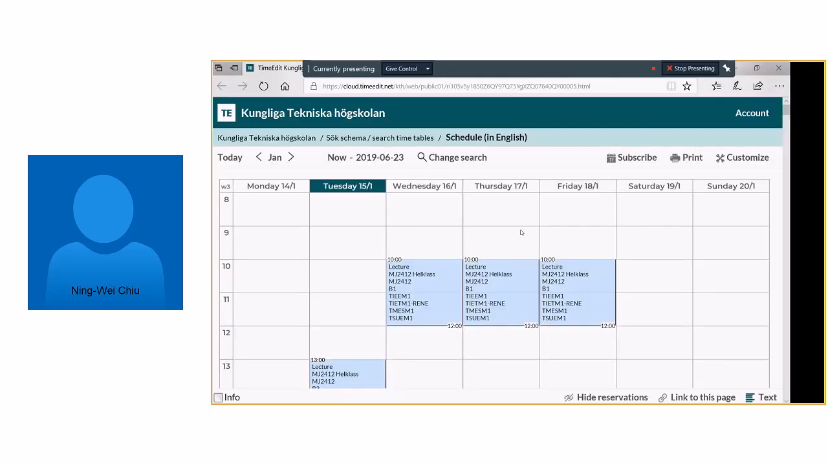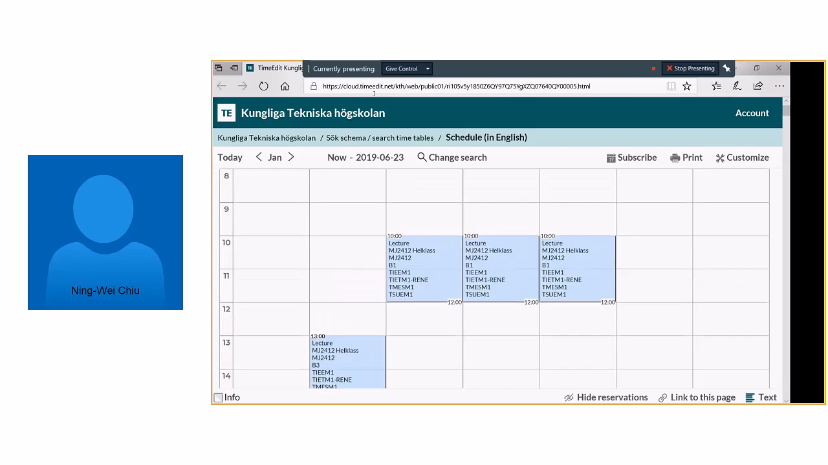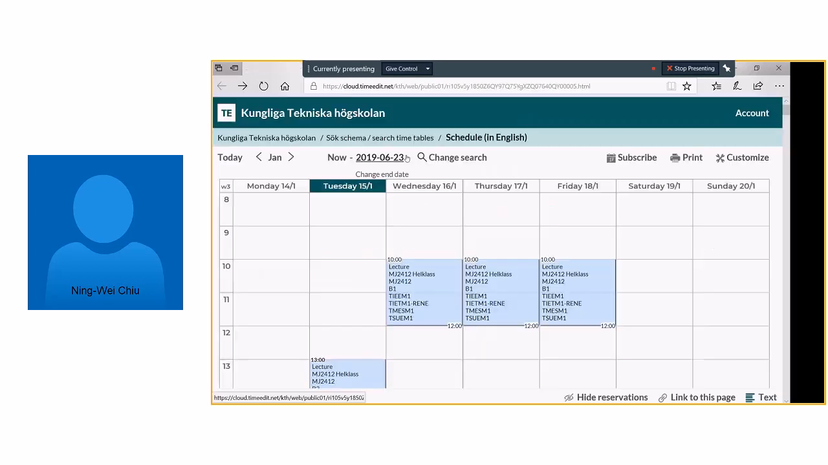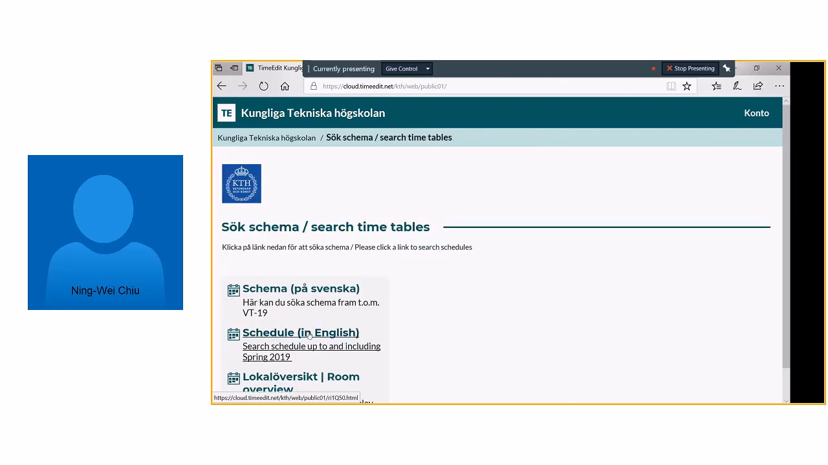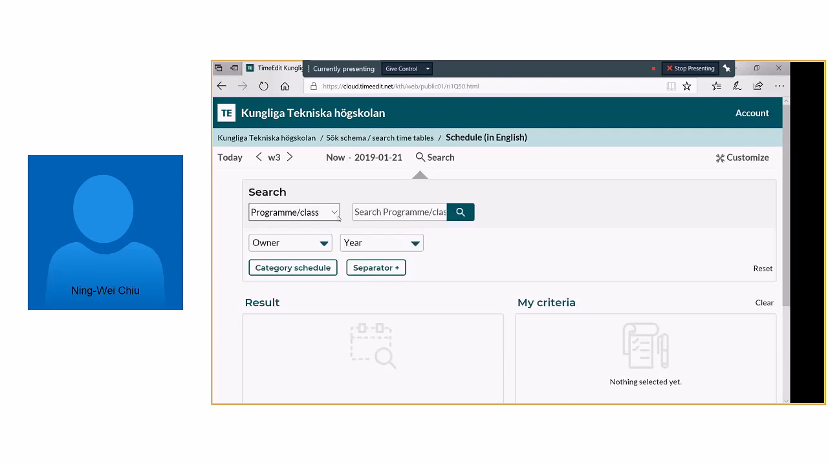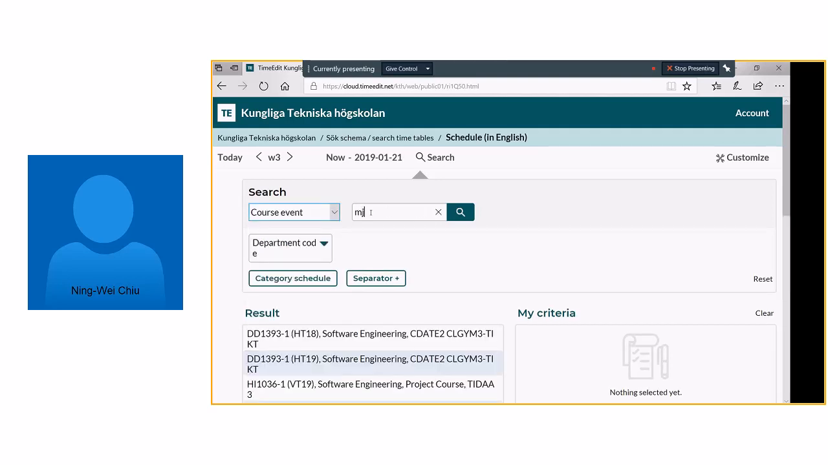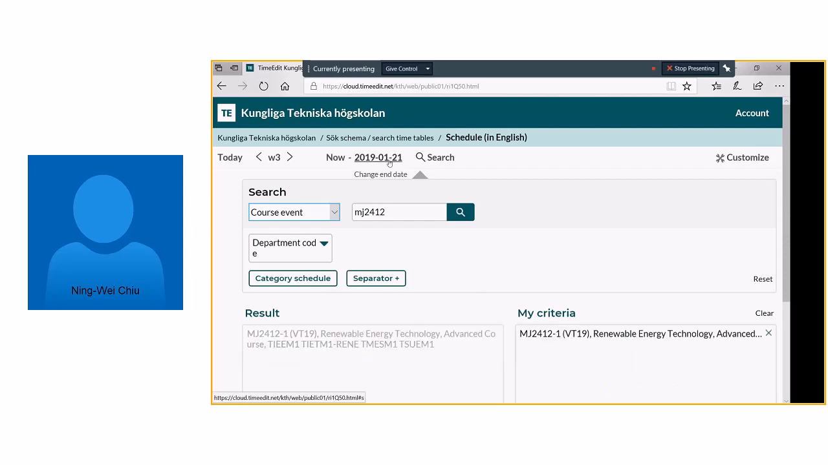If I go to search timetable, here you can choose English, and then you search for the course, and this one is MJ2412. You click on this, and I want to show everything until the end of the year, so let's put June 30th. Okay, I lost it again, MJ2412, this one, and then show schedule. And that's how you get the schedule.